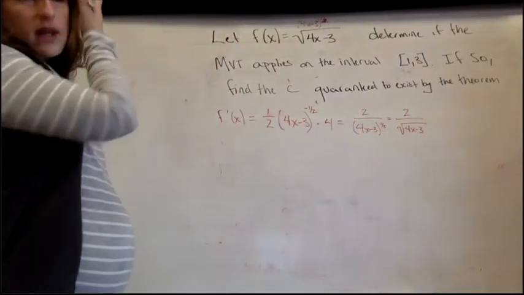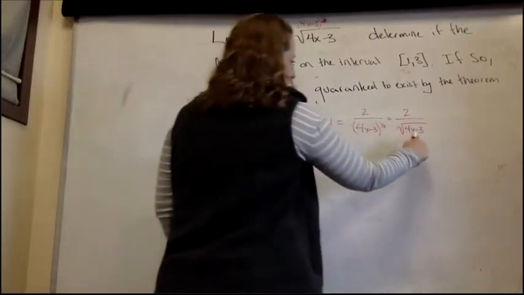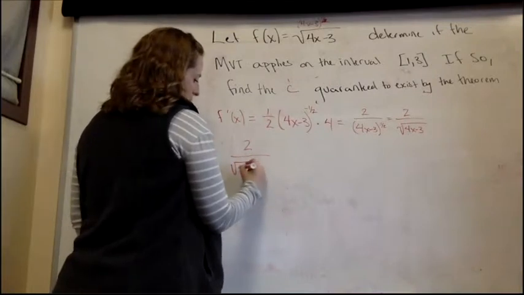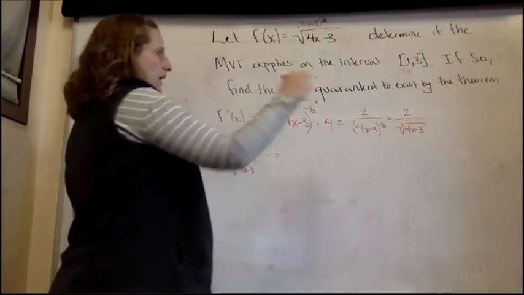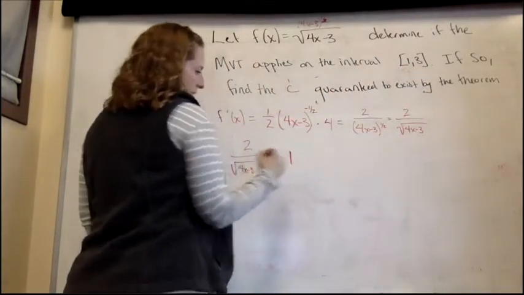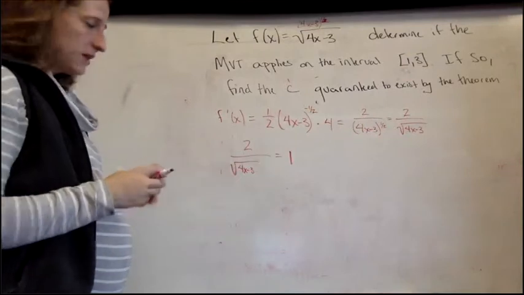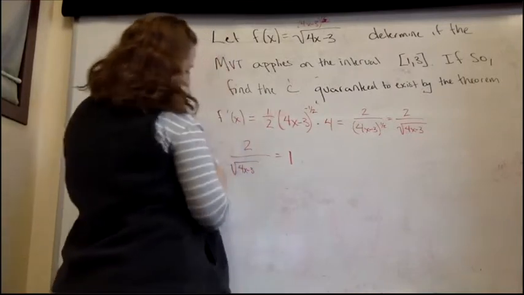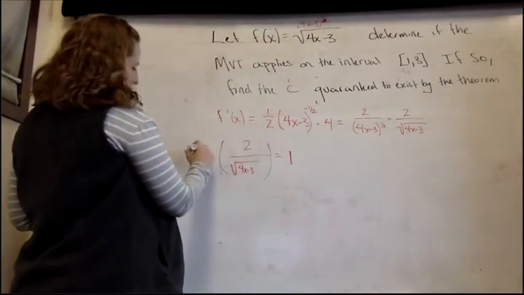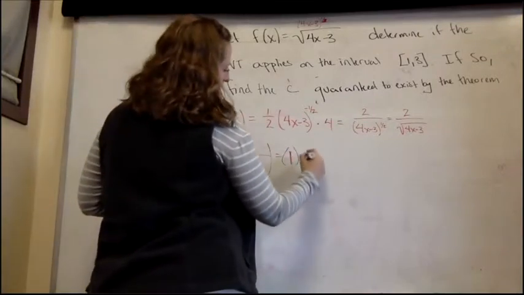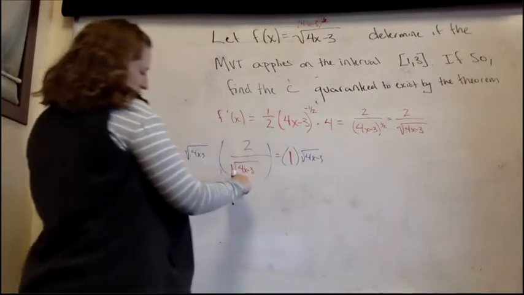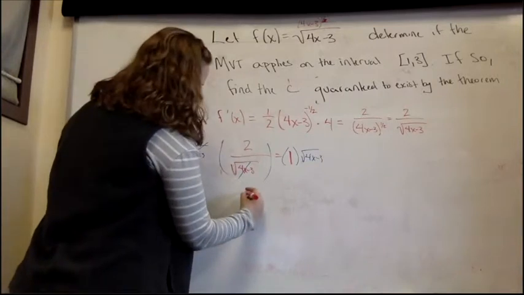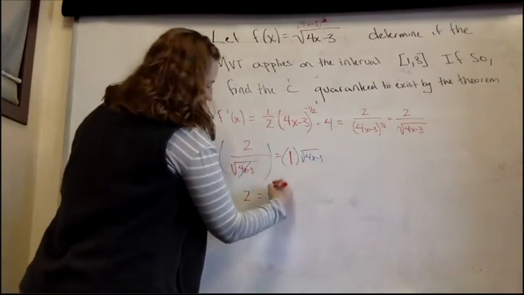Okay, there's our derivative. Now remember, we wanted to know for what value of x this derivative is equal to the slope of the line between the endpoints of our function, which we calculated to be 1. So now we're trying to solve this. Here comes some algebra. First, I'm going to multiply both sides by the square root of 4x minus 3. That clears my denominator, leaving me with 2 equals 1 times the square root of 4x minus 3.